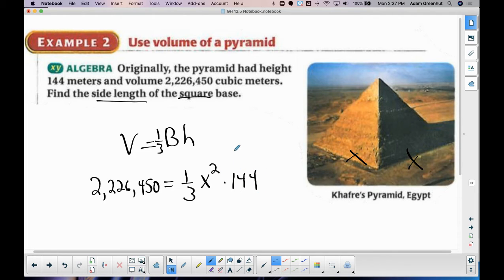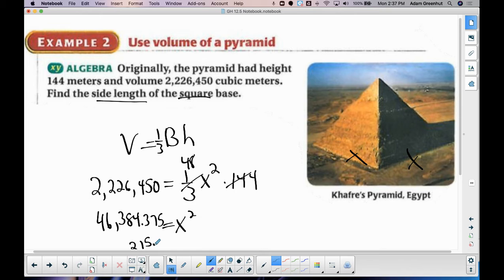And what we can do is, well, we could do 1/3 of 144 and get 48. And then divide 2,226,450 by 48. And now I'm getting some beautiful decimal: 46,384.375. Should I double check myself there? 2,226,450 divided by 48 is 46,384.375, and then I'm going to square root that, and I'm getting 215 point.